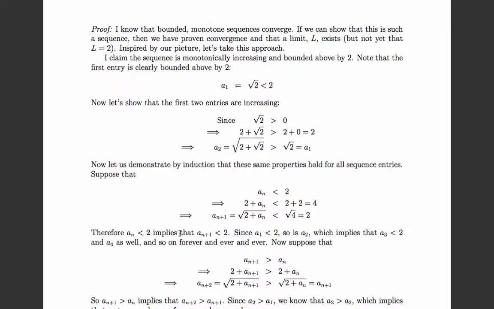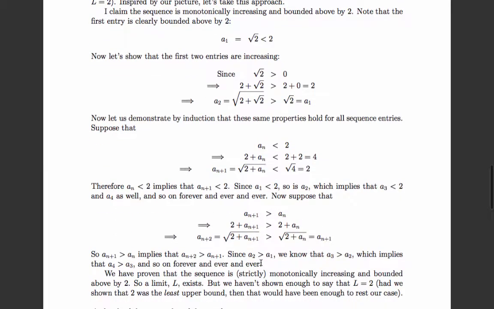Now, let's assume that a_{n+1} is greater than a_n. In other words, we suppose that I have increasing at a single nth and (n+1)st term. Well, I'm going to follow the same trick as before. I can add 2 to both sides and maintain inequality. I can take the square root of both sides and maintain inequality. And I have on the left a_{n+2} and a_{n+1}. So if a_{n+1} is greater than a_n, that implies a_{n+2} is greater than a_{n+1}.